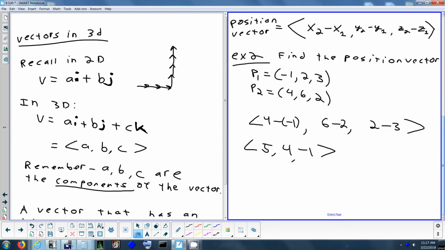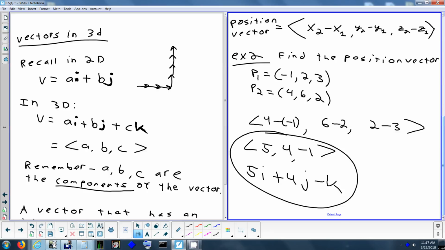So that's how you could write the answer using the angle bracket notation. How could I write that using i's, j's and k's? Yep, Nina? 5i plus 4j minus k. Yep. So you should be able to write it either way: 5i plus 4j minus k, or the way we just had it up above. Any questions on that? Okay, so everyone's good with finding position vector in 3D?